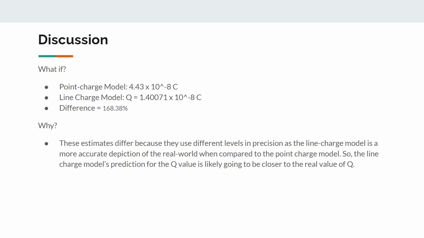And then for the why, these estimates differ because they use different levels of precision, as the line charge model is a more accurate depiction of the real world when compared to the point charge model. So the line charge model's prediction for Q is likely going to be closer to the real value of Q.